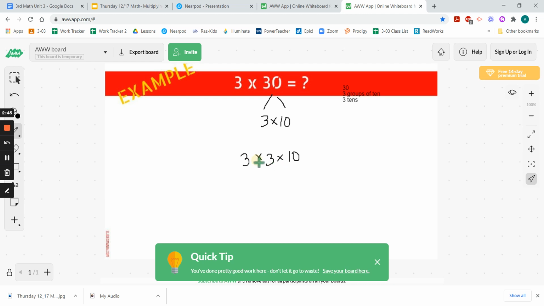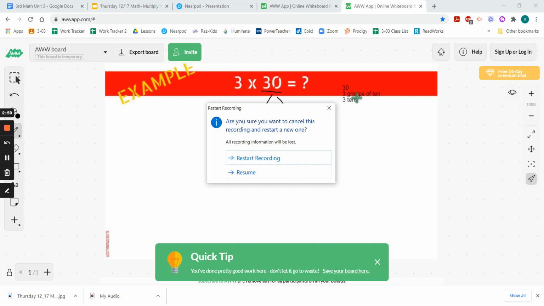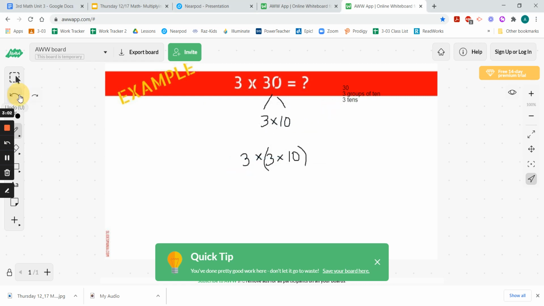So remember, the associative property of multiplication tells us that we can multiply the numbers in any order. So instead of multiplying 3 times 10 first to get that number 30, we're going to multiply the 3 by 3 first. That gives us 9. And we can't forget about the last factor, 10, so we're going to make sure to multiply 9 and 10 together. So our final answer is 90.